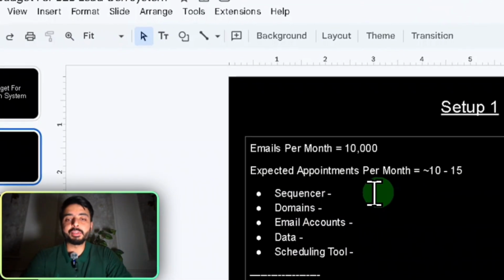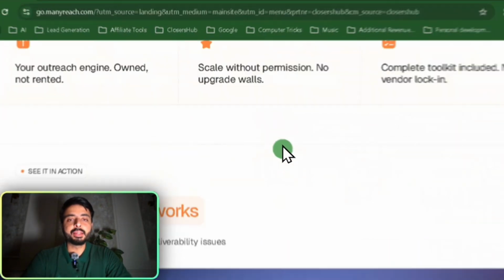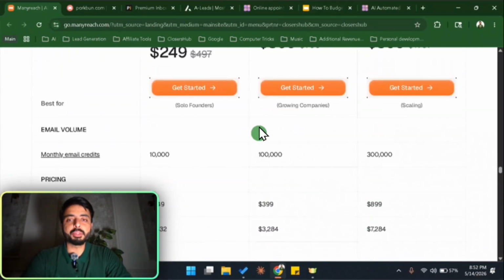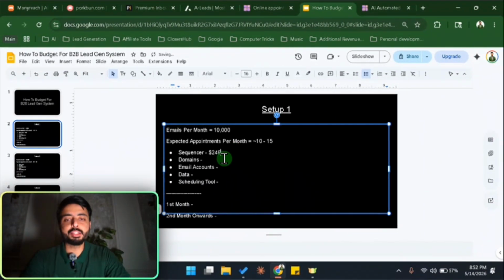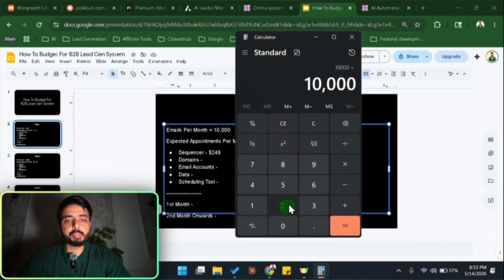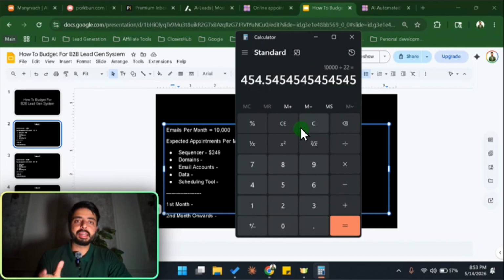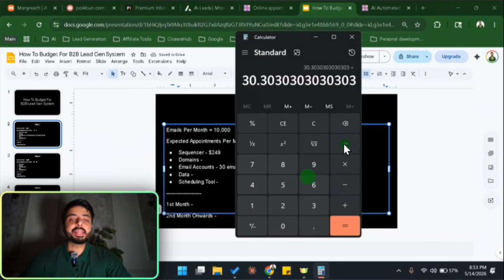Now let's do some budget calculation. If you're looking to build setup number one, then you're going to need the first plan of ManyReach, which is going to be $249. So you'll pay $249 one time to ManyReach. And for the domains, since you'll be sending 10,000 emails, that means 10,000 divided by 22 working days. So you'll be sending around 454 emails per day. Each of your email accounts can send 15 emails, so you'll need 30 email accounts. And each of your domains can have 5 email accounts, so you're going to need 6 domains here.